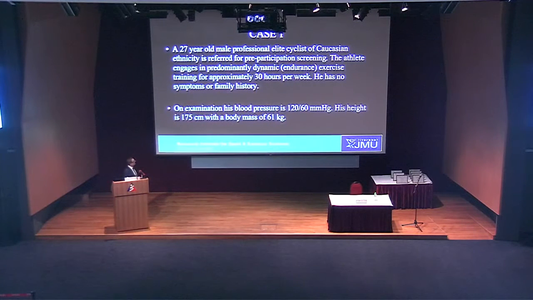So here we go. This is case one. We've got a 27-year-old male professional elite cyclist, Caucasian ethnicity. He's referred for pre-participation screening. The athlete is engaged in dynamic, endurance exercise. Based on this, we're going to expect them to have maybe eccentric hypertrophy. This is approximately 30 hours a week, so these guys are pretty well conditioned. There are no symptoms and no family history. His clinical examination, blood pressure, height and weight are unremarkable.